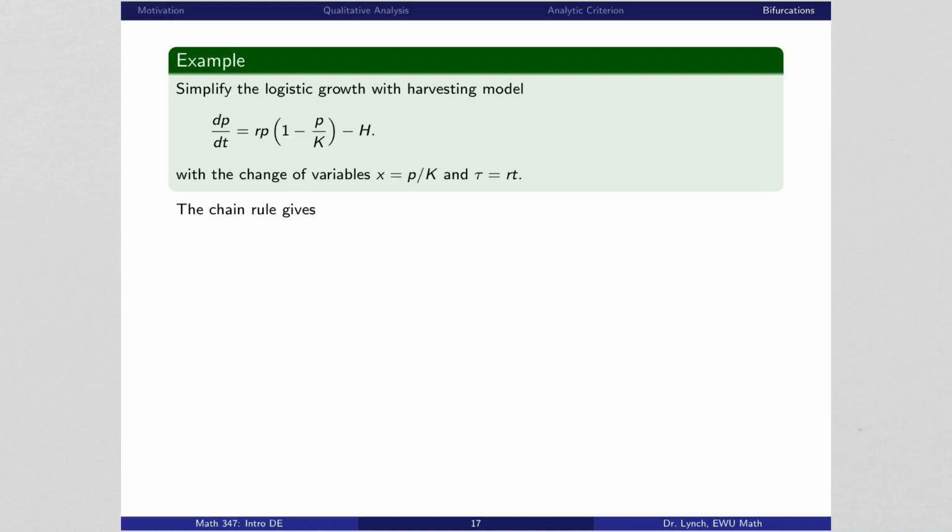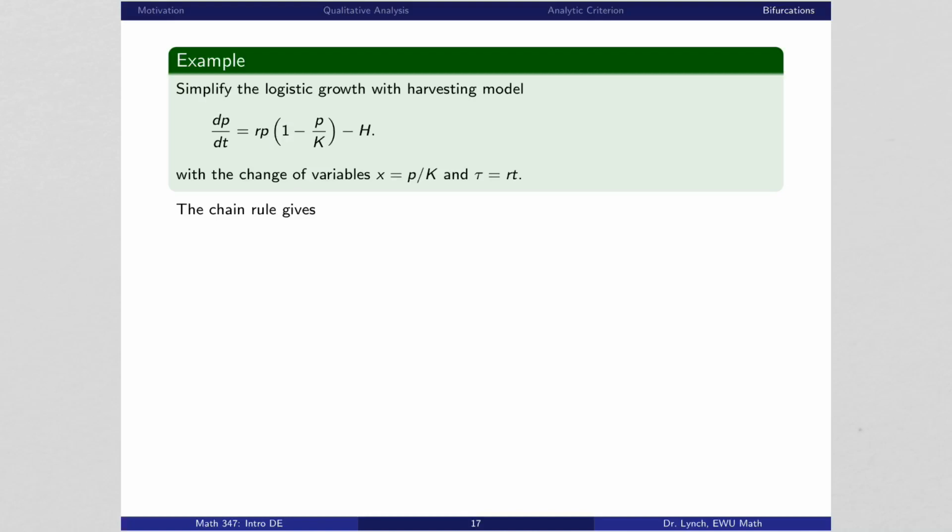x equals P over K. Again, K was the carrying capacity of the unfished model, and we'll take tau, the new time variable, to be rt. If you have a look at the units of both of these variables, of x and of tau, they're dimensionless. That is, they have no units.